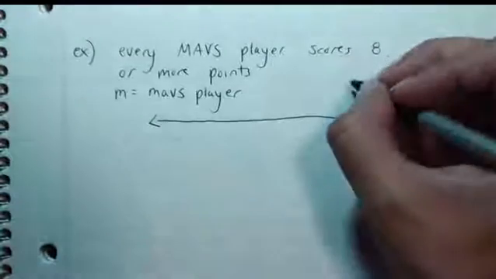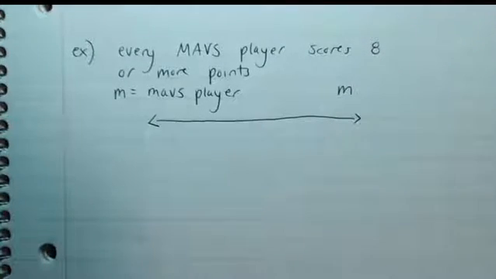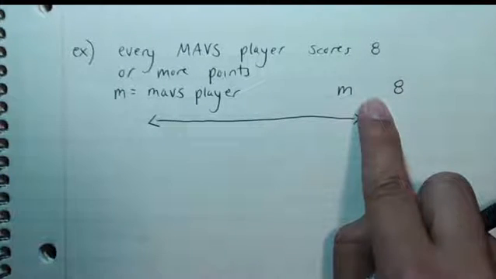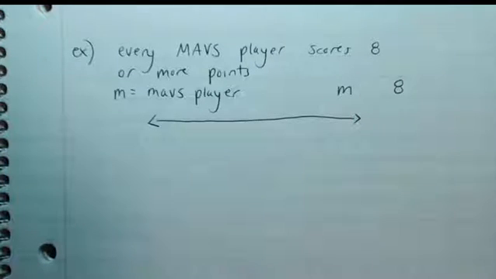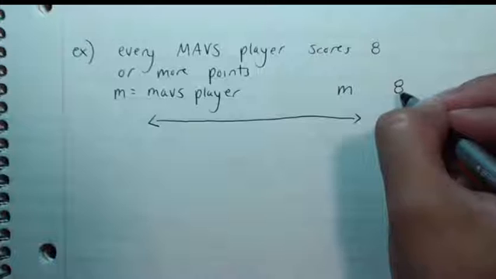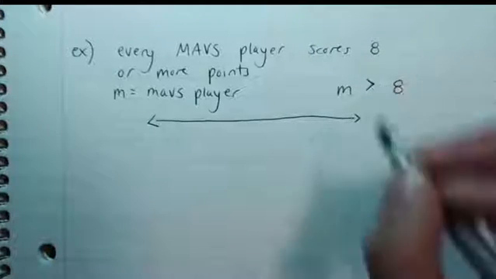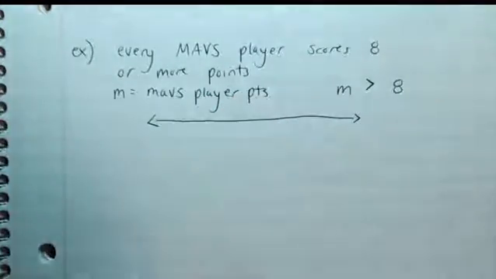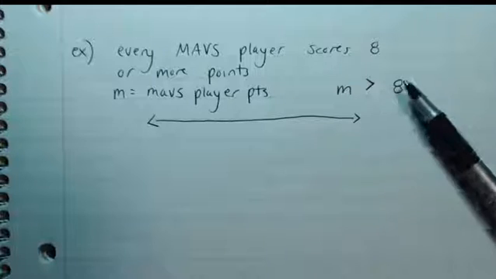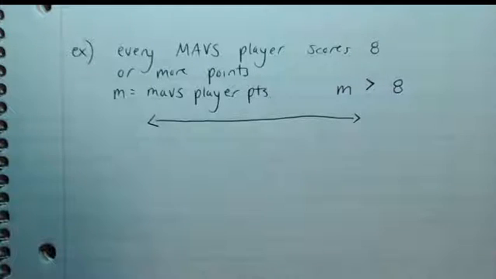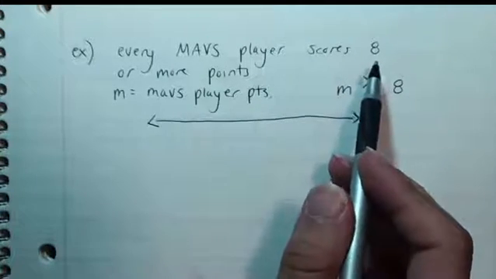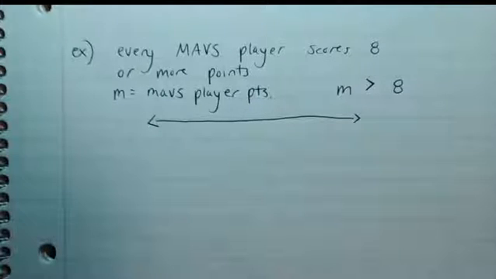Alright, since I know that all the Mavs players score 8 or more points, I know M and 8, now I just need to pick the inequality symbol that shows that every Mav player scores 8 or more points. So if the Mav player has to score more than 8 points, I know each Mav player has to be greater than 8, or this should be Mav player points probably. Okay, so the points need to be greater than 8. Can they be equal to 8? It says 8 or more, which means yes, every player scored 8, or it could have been 10 or 12 or whatever. So that's also going to include the equal to sign.